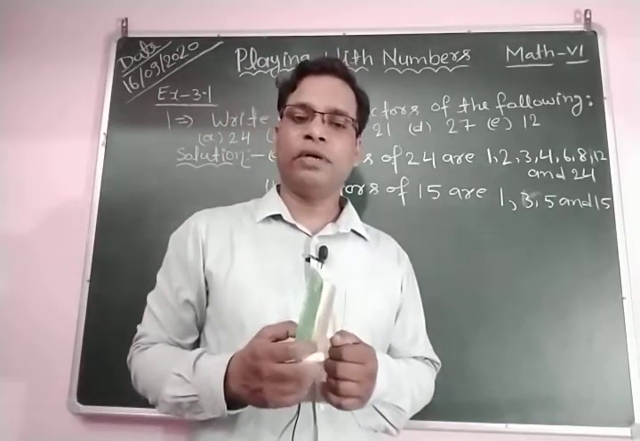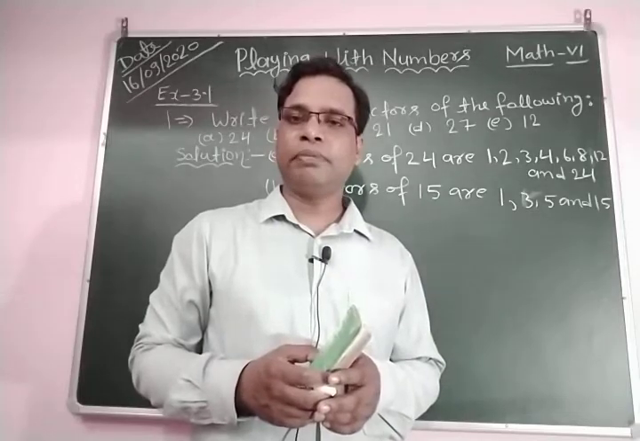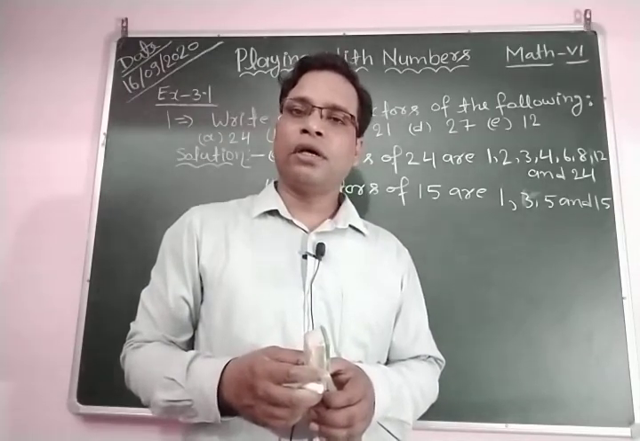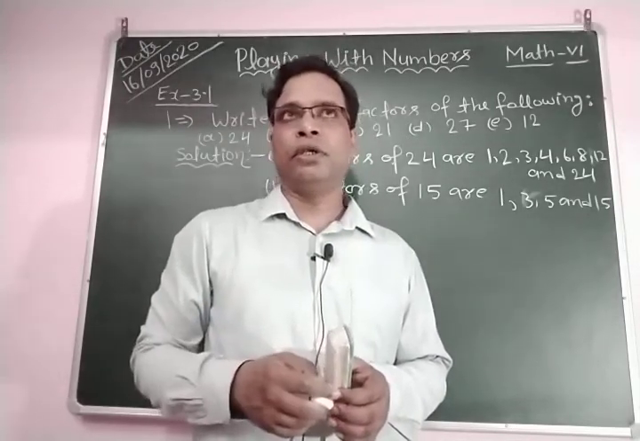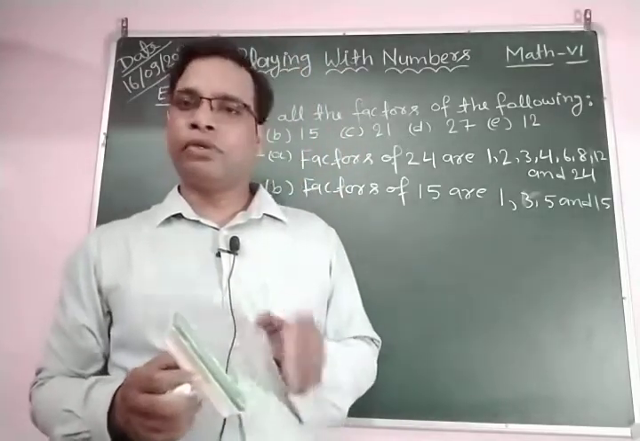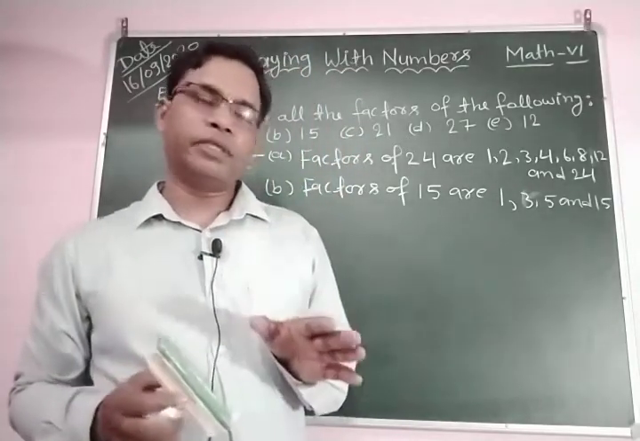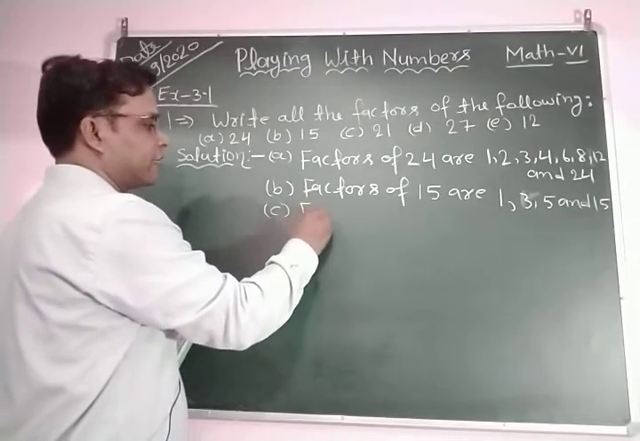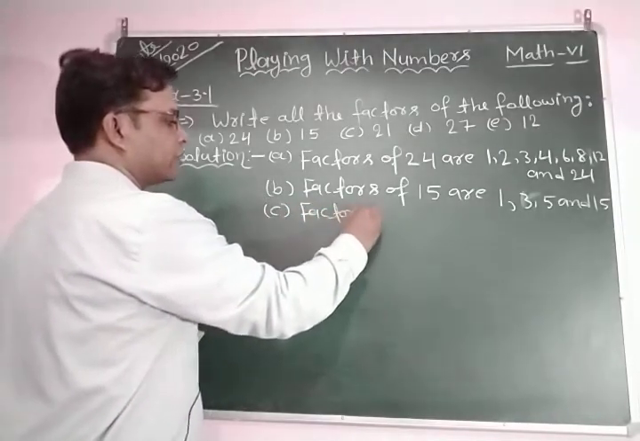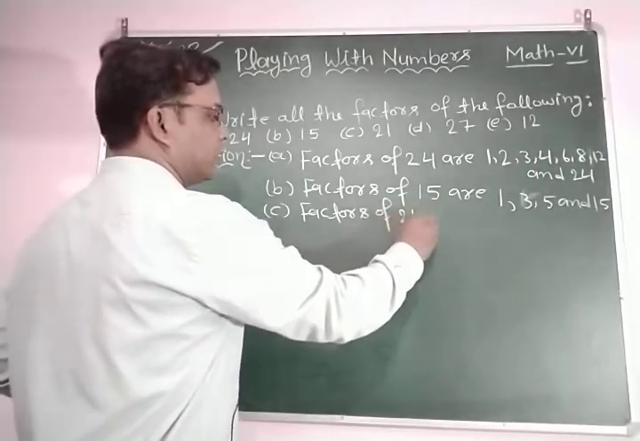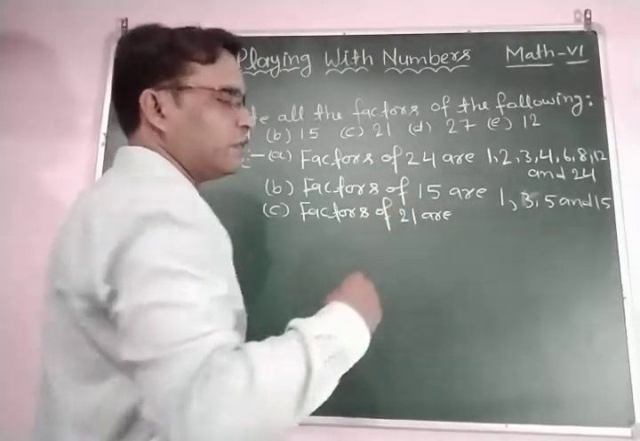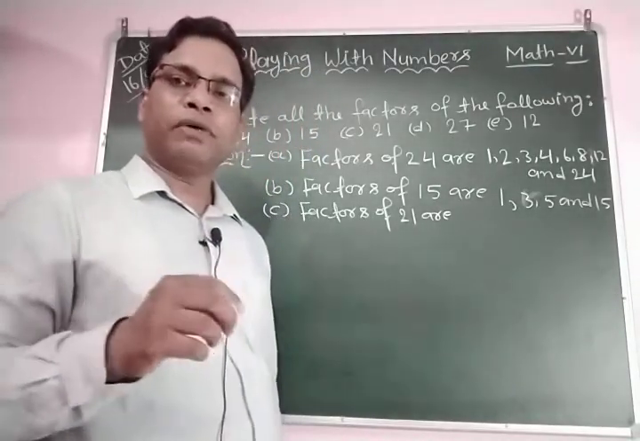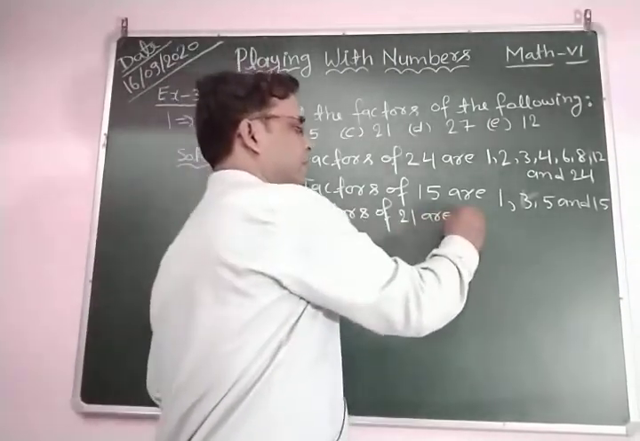Now next, part C. This part C has 21. We need to find the factors of 21. So first we think of all those numbers that divide 21. You know 1 is a factor of 21 because 1 divides all numbers. So here we write, C part, factors of 21 are all those numbers that divide 21. So 1 is a factor of every number, so you can write 1 here.